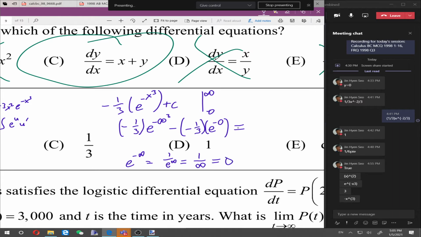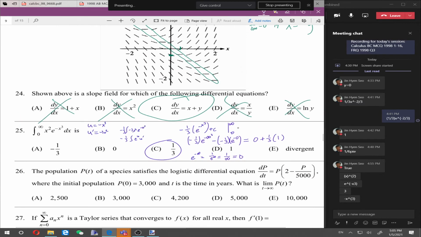0. So this is really 0 times negative 1/3, or 0 for my upper bound. Okay, then I've got a negative and a negative, so this will become a positive 1/3 times, what is e to the negative 0? 1. Anything to the 0 power is 1, so this is 1/3 times 1, really, which is choice C. Any questions on 25? Okay.